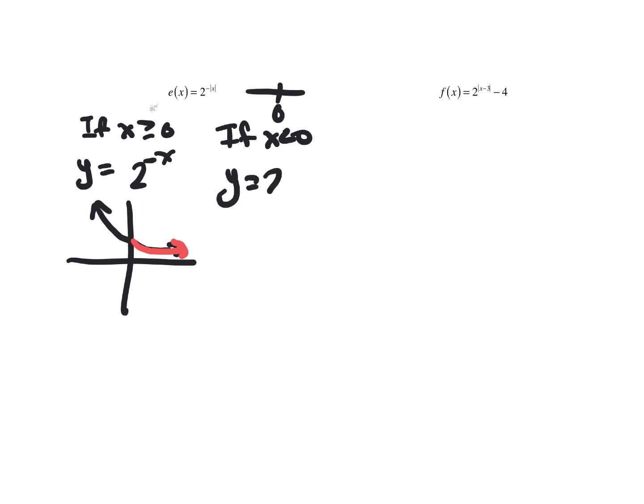y equals 2. You would have to multiply what's inside the absolute value by -1. So it would be 2 to the negative negative x, which is just 2 to the x. So this graph would look like exponential growth. But again, we're only taking the piece for x less than 0. So we're looking at this piece here.